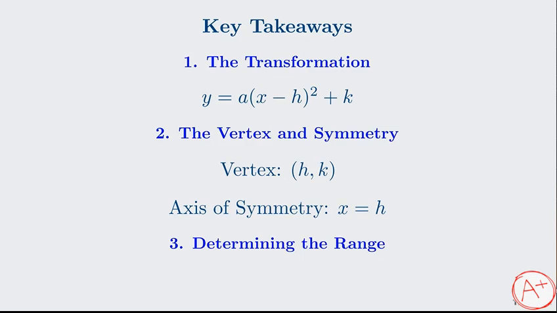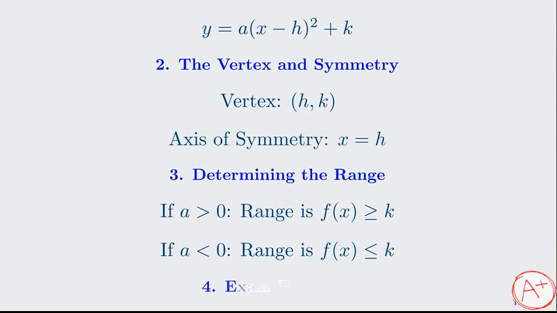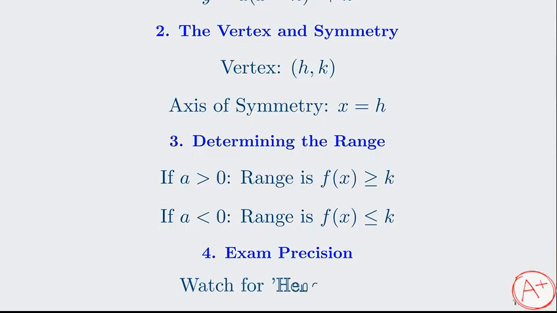If a is positive, the range is f of x is greater than or equal to k. If a is negative, the range is f of x is less than or equal to k. Always remember to multiply the constant term inside the bracket by the leading coefficient a when simplifying, and pay close attention to the word hence in examination papers.